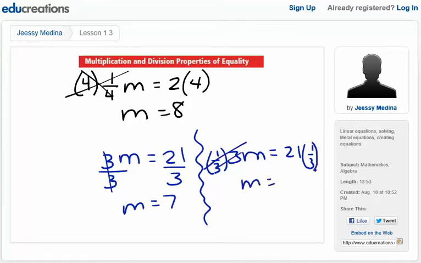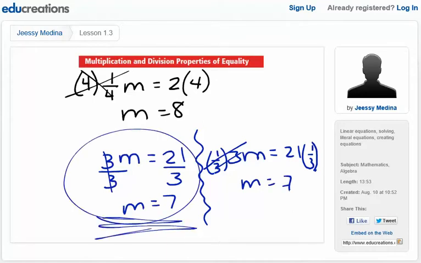And 21 times 1/3 is 7, or 21 divided by 3. It's the same thing. I think this is just a little bit easier process. But when we have a fraction in front, it's just easier to get rid of the fraction by multiplying both sides by the denominator. Okay?